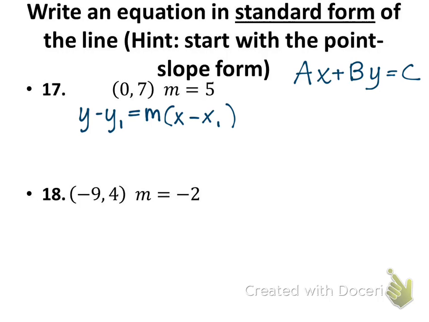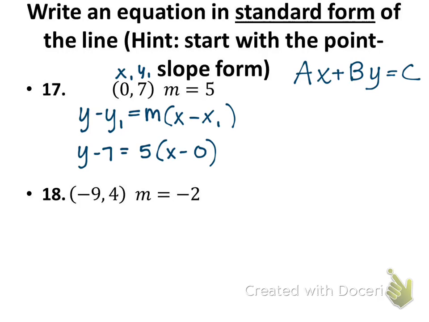I can plug everything I know into these problems. So this is x1, y1, and m. So I have y minus 7 equals 5 times x minus 0. Now I actually have an equation to work with. So now I can work on reordering it into standard form, because my answer is not supposed to be in point slope. I underlined on the test every type of equation that I want you to have your final answer in. So standard form's underlined, so you know it has to be ax plus by equals c.